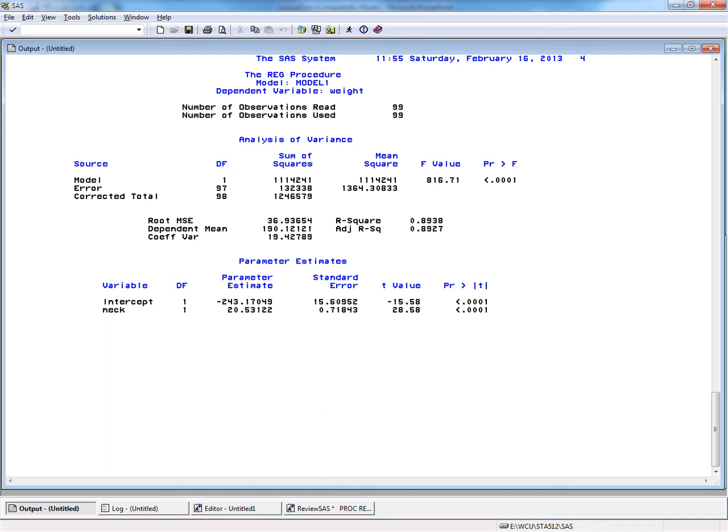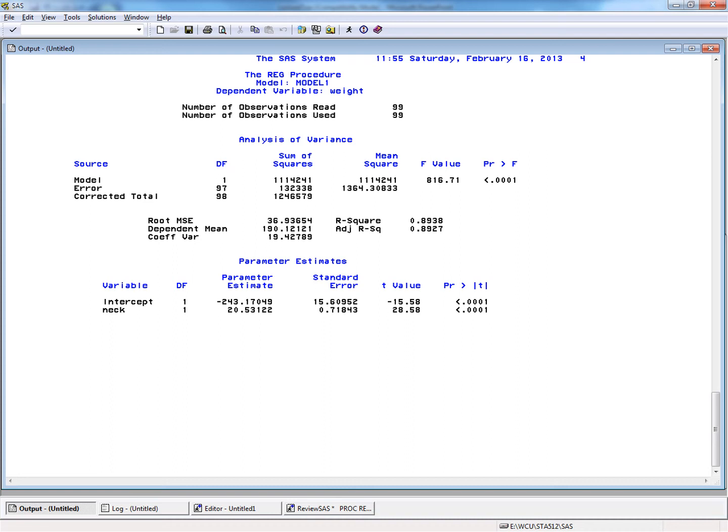Remember, 99 bears. So the corrected total is 99 minus 1, so 98. And the other one is 99 minus 2. The other degree of freedom is 1. For simple linear regression, it's always 1. So that first number, 11114241, that's our SSR. Beneath it is our SSE.